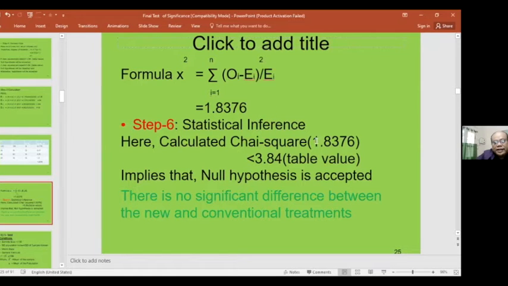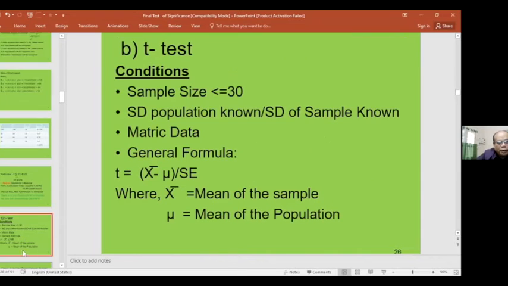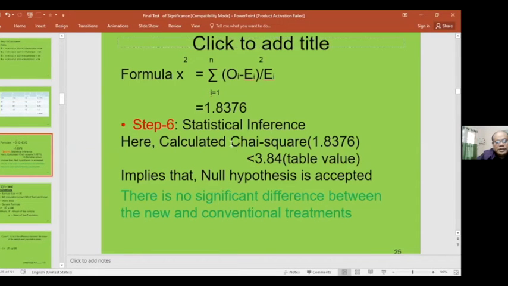The calculated chi-square is less than the table value, the table value that we formulated in the decision rule. In the decision rule, we said 3.84. The calculated chi-square 1.83 is less than 3.84. So the null hypothesis is accepted. There is no significant difference in the efficacy of treatment between the new and the conventional treatment. New treatment or traditional treatment, there is no difference at all.